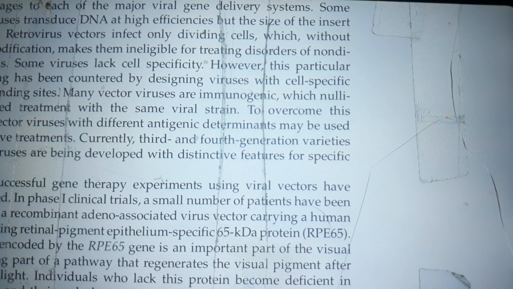However, this particular shortcoming has been countered by designing viruses with cell-specific receptor binding sites. Many vector viruses are immunogenic, which nullifies repeated treatment with the same virus strain. To overcome this problem, vector viruses with different antigenic determinants may be used for successive treatments.